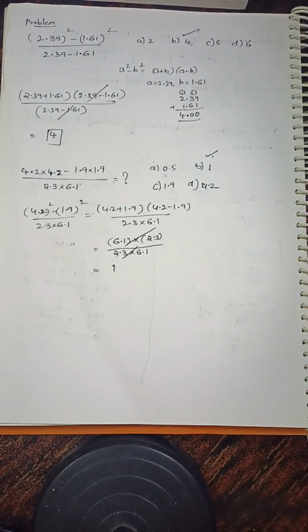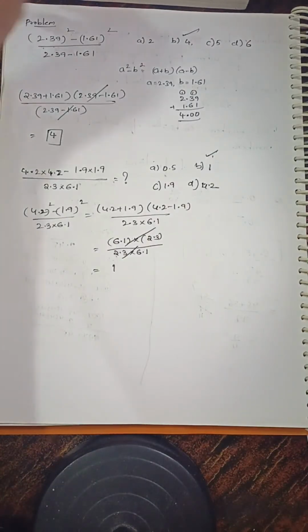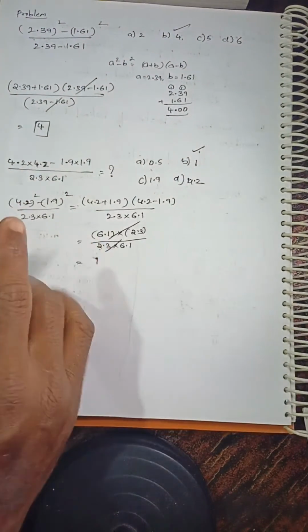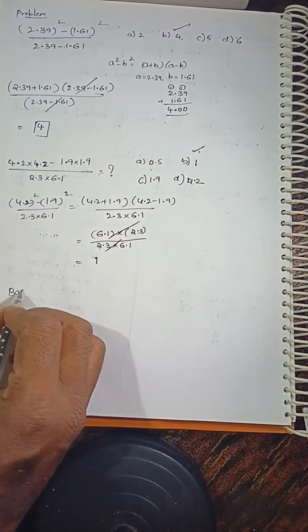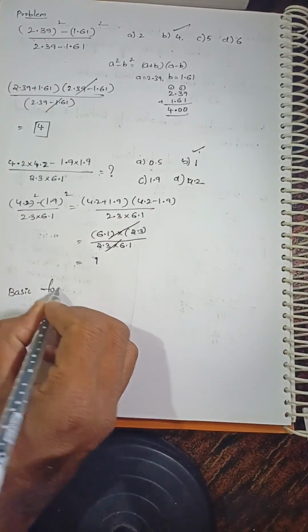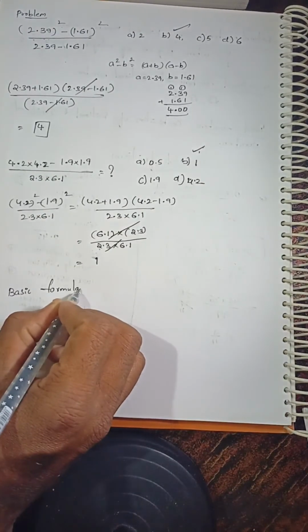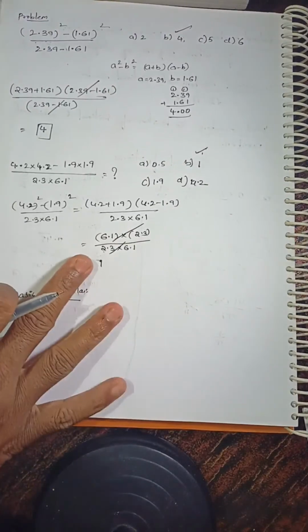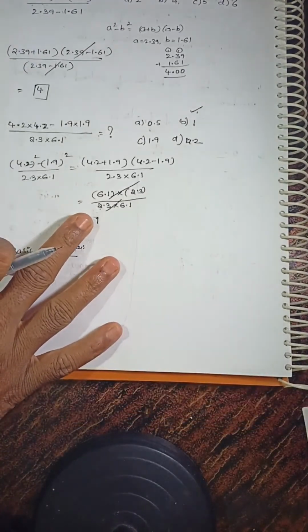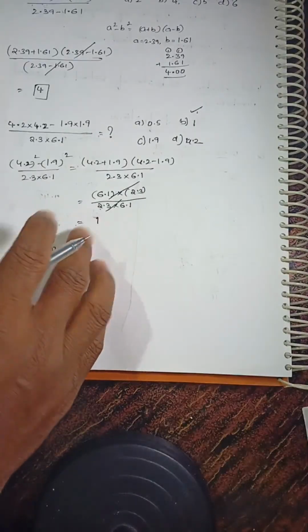So this is about the decimal fraction. Like this we have to do the decimal fraction. In this one we are going to use all the basic formulas. What are the basic formulas? I am going to write right over here.